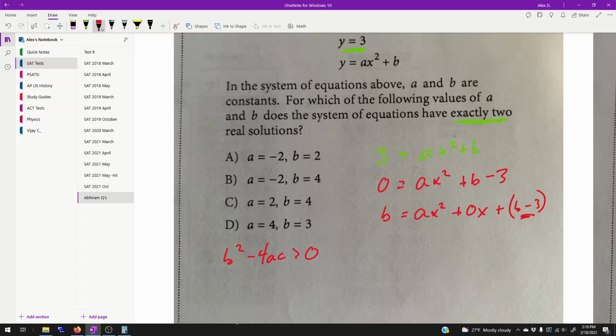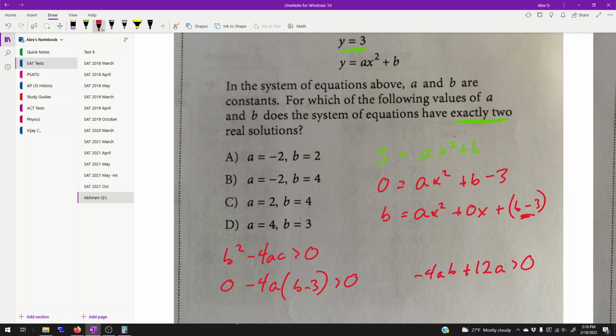So b in this scenario is 0. Minus 4a times c, which is, remember, b minus 3, greater than 0. So negative 4ab, I'm distributing this through now, plus 4 times 3 is 12. 12a is greater than 0.